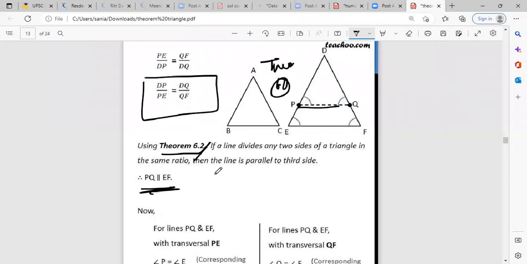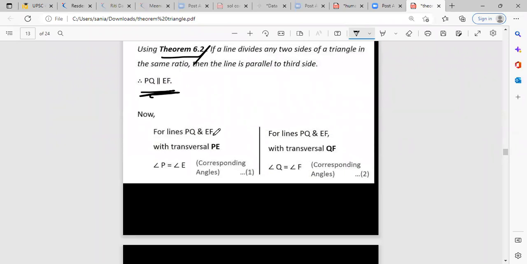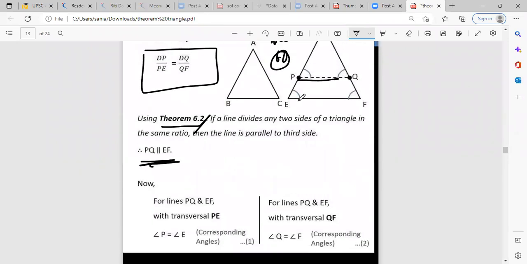Now for lines PQ and EF, PE is the transversal. When we were in 6th, 7th, 8th class, we drew it like this. These are the two parallel lines, and whenever a line passes through them, it is a transversal. So PE is a transversal and QF is also a transversal. In one case we will take PE as a transversal, in the other case we will take QF. If this line is a transversal, this angle is equal to this angle, corresponding angle.